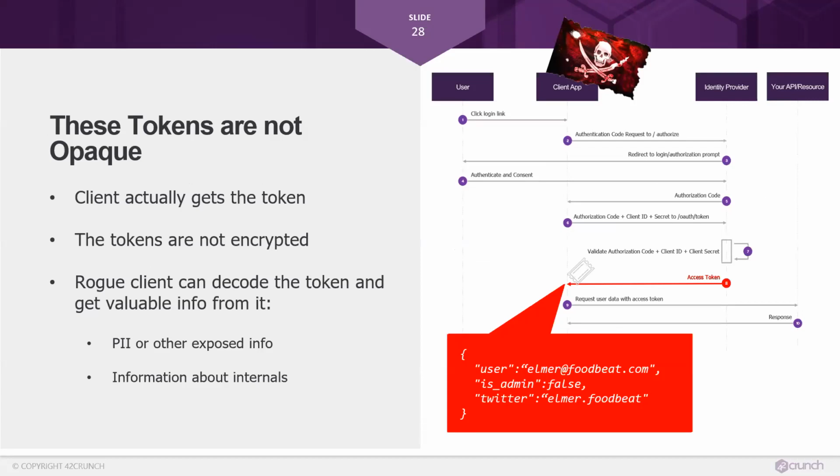So tokens are not opaque. This is just what I was talking about. Everybody that can do man in the middle or retrieve the token offline is able to decode the token and get PII from it.